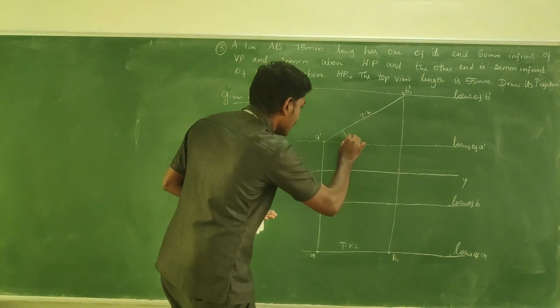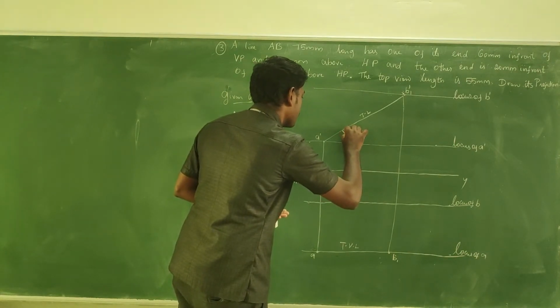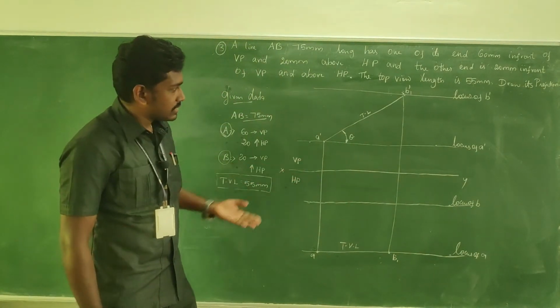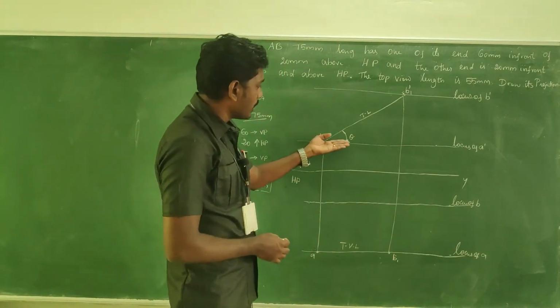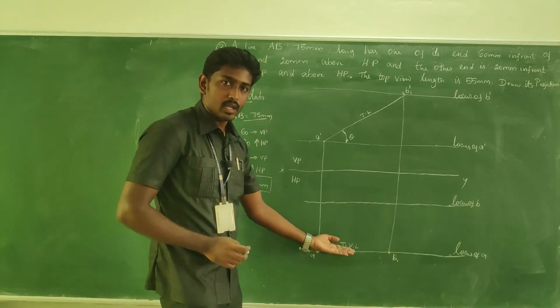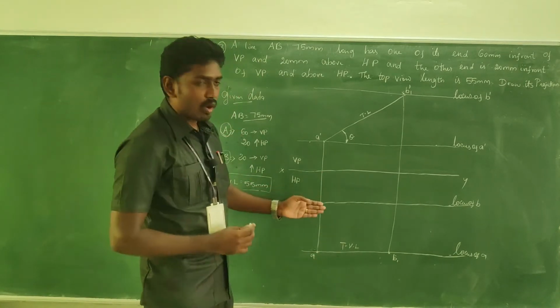This makes, of course, the true inclination in the front view, that means theta. What is next? We have found the true length in the front view and the true inclination in the top view. We have the top view inclination and top view length as well, right? So we can concentrate on the true length inclination in the top view.